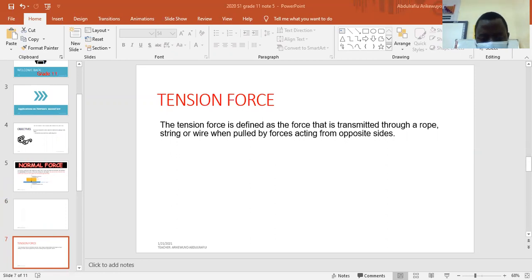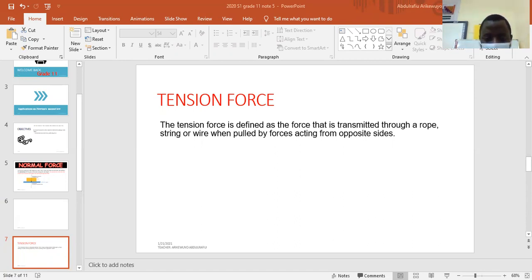An example that you can have now, let's see if we can get a picture for tension force. Okay, tension force. So you can see this very interesting example. Two people are pulling the rope on the opposite side. So inside that rope, there is going to be a tension force. That is a very good application of a tension force.